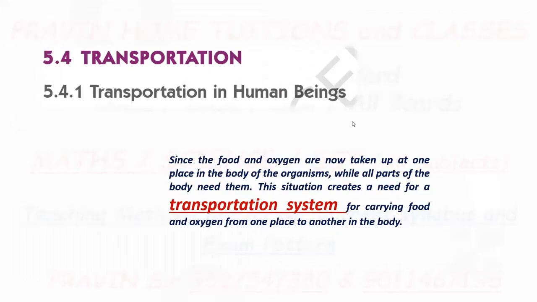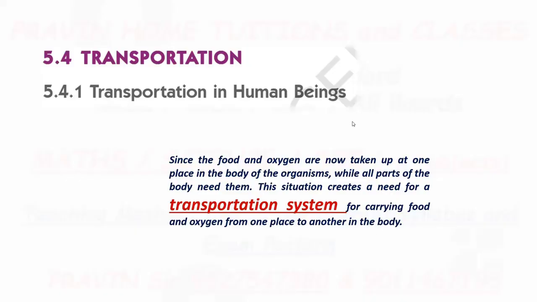Hello friends, welcome back. In this video, we will study the third life process, that is transportation. Since food and oxygen are taken up at one place in the body of an organism, all other parts of the body need them. So there must be a circulatory system so that they reach all parts of the body. This situation creates the need for a circulatory system, known as the transportation system.